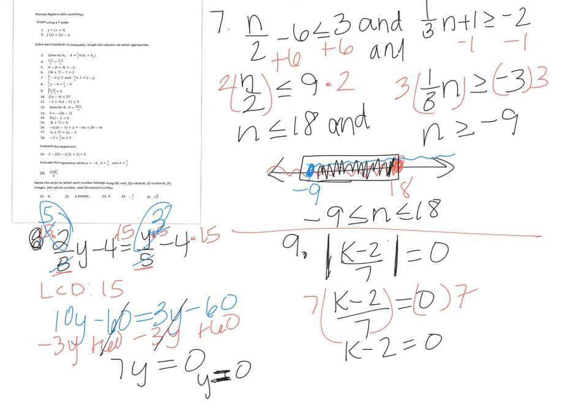Anything times 0 is 0. And add 2 to both sides. And we get k equals 2. So y equals 0 on number 8. K equals 2 on number 9.